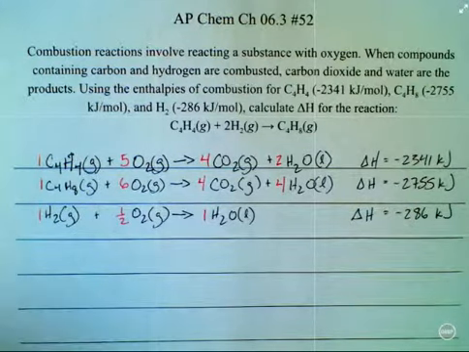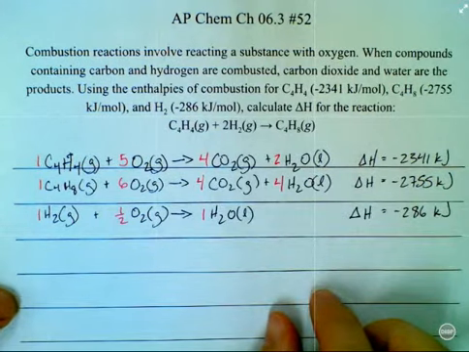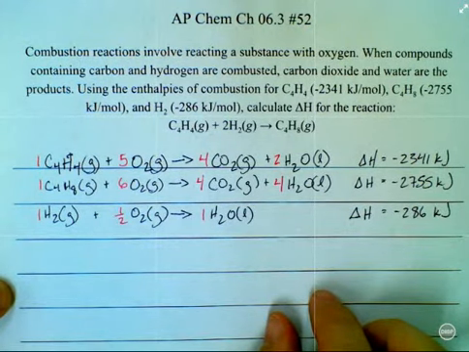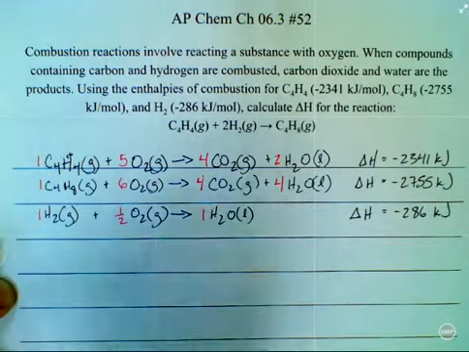This is number 52 from section 3, chapter 6. It reads, the combustion reactions involve reacting a substance with oxygen. When compounds containing carbon and hydrogen are combusted, carbon dioxide and water are products. Using the enthalpies of combustion for C4H4, C4H8, and H2, calculate the delta H for the following reaction.